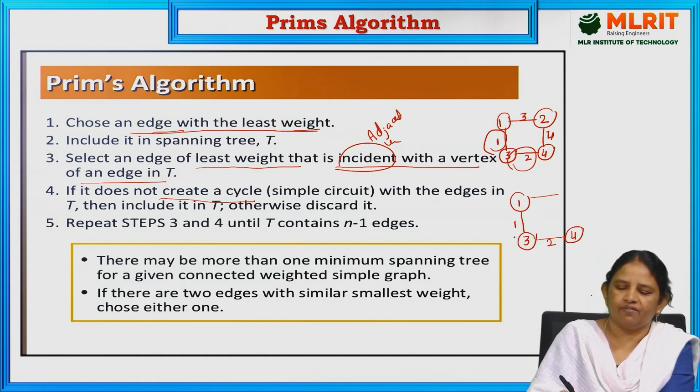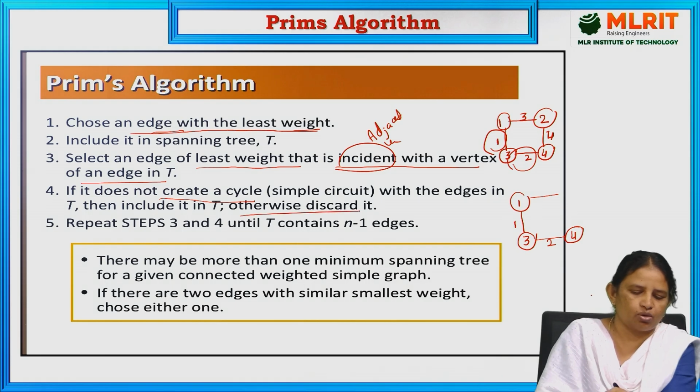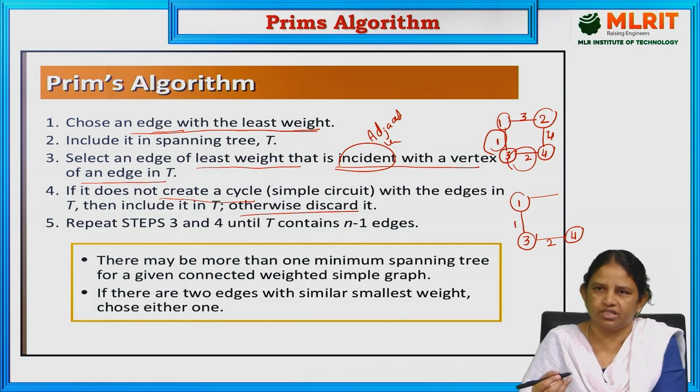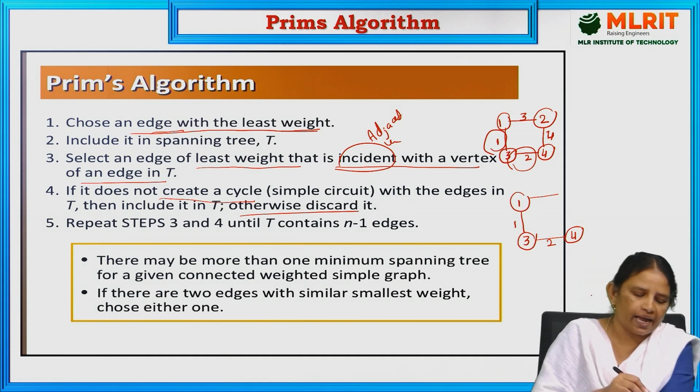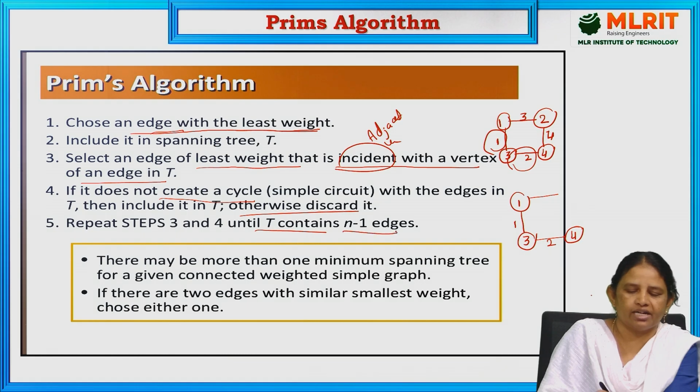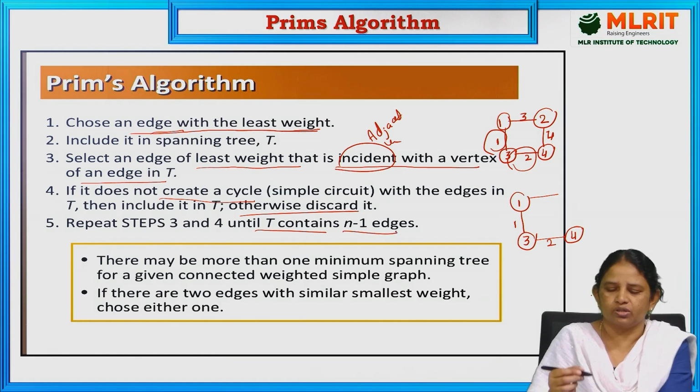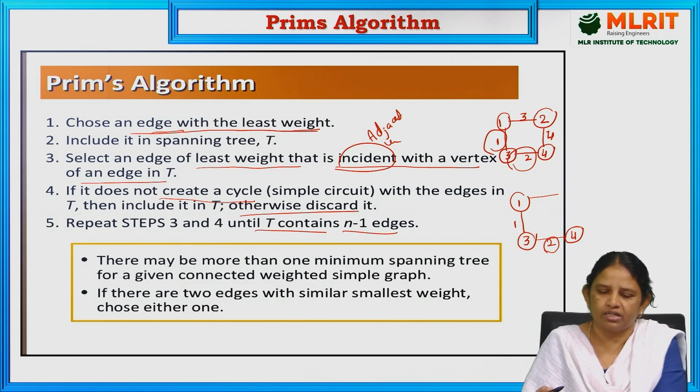If any edge creates a cycle, just discard it. Repeat this process. That means adding the least weight edges at adjacent vertices. That process will be repeated until we have n vertices and n minus 1 edges. So we have to select the least cost weight and include it in the spanning tree. Next we have to choose an adjacent vertex which has the least cost. This process is repeated for n vertices as well as n minus 1 edges.